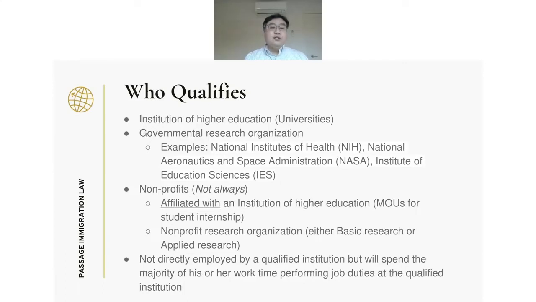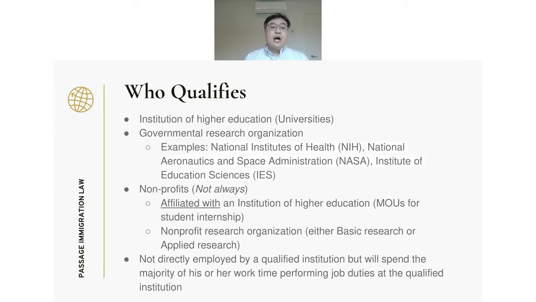First one is institution of higher education, mostly universities. So if you are an employee of this higher education institution, and your university is willing to sponsor you for H1B, then you qualify for cap-exempt, meaning you don't have to go through the lottery and you can file the H1B petition at any time.